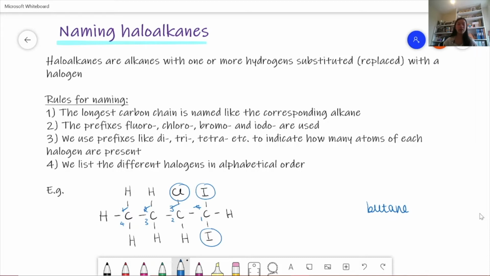So what we have is we have 2, because that's the carbon it's on, and then chloro. And then we put another dash. And now we have the iodos. So we're going to use a 1. And then because we've got 2 of them, we put a comma and then another 1. And then we have to use diiodobutane.